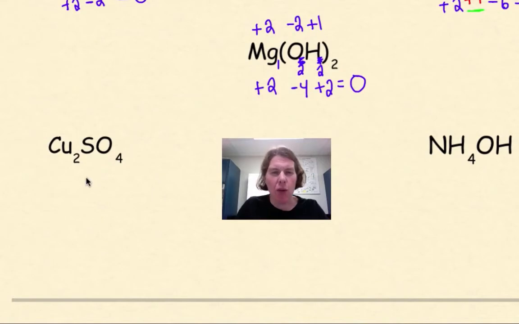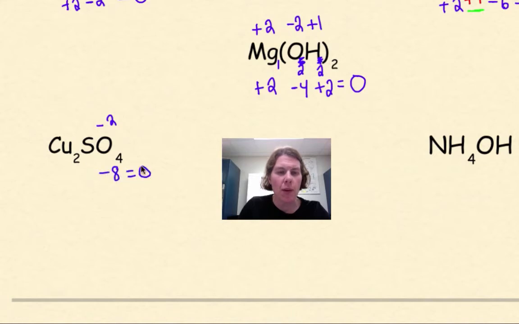Okay, let's talk about this formula. Cu2SO4. What I know is that oxygen is going to be -2, and -2 times 4 is going to give me -8. Now the issue with this particular problem is that I have copper here, and copper is a transition metal that has multiple oxidation states, specifically +1 and +2. So I need to figure out which one I'm going to use.